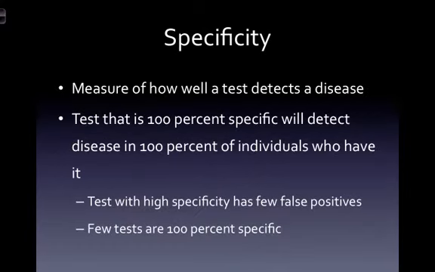Specificity measures how well a test detects a disease. A test that is 100% specific will detect disease in 100% of the individuals who have it. So if they have this disease and it's 100% specific, it's going to spot it. Tests with high specificity have few false positives. So if it's very, very specific, you won't have a bunch of false positives. Few tests are 100% specific though. So there's specificity and sensitivity whenever we look at lab tests.